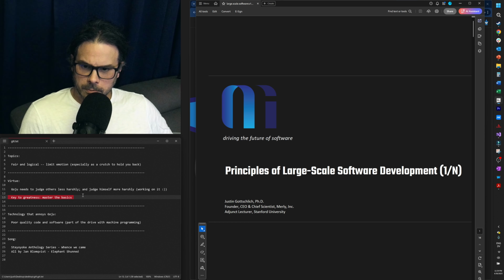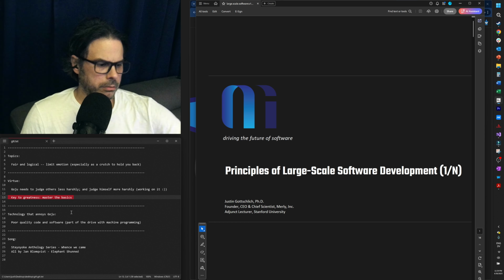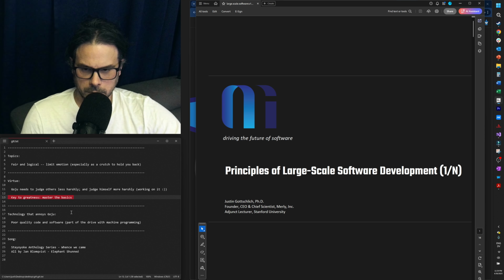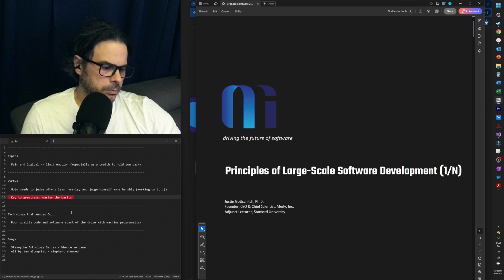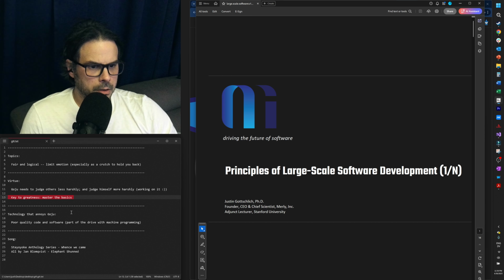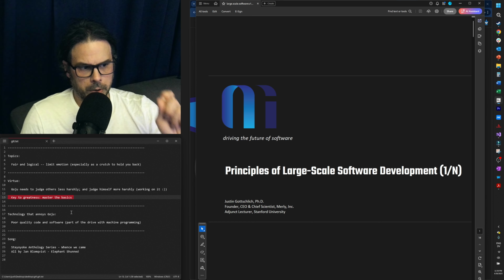And instead of talking about mastering the basics, we're actually going to look at some of what I think are some very basic principles, super simple principles that are key for large-scale software development.